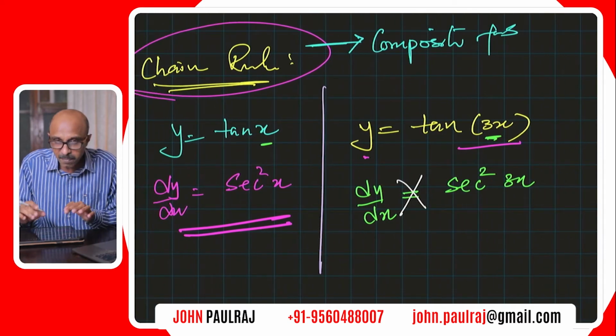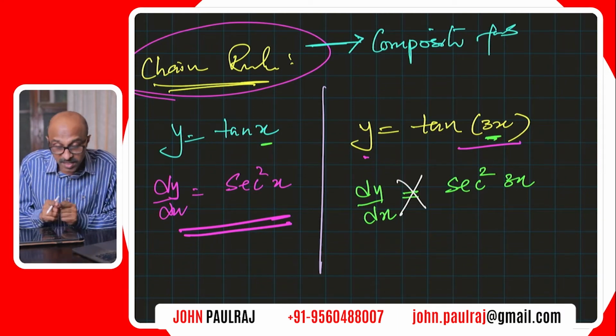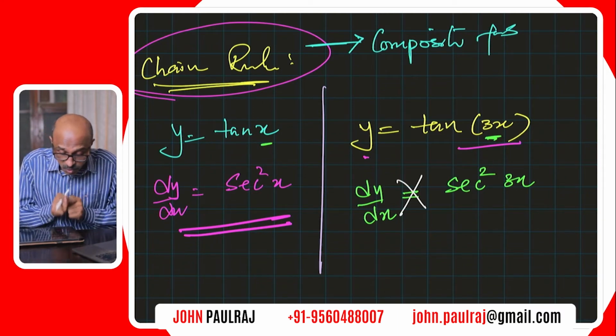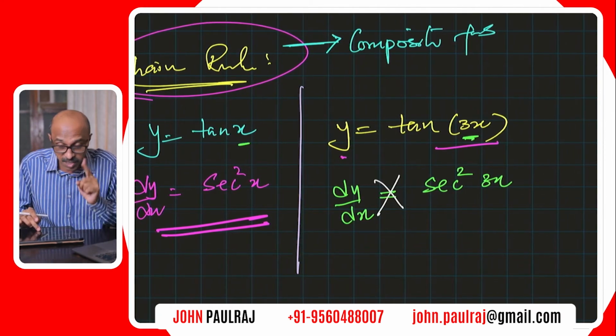This is a very simple example, but let's use a simple example to understand how we use the chain rule. First, how we spot that it's a composite function. So tan of 3x is a composite function. You can't use the standard rule, which is the derivative of tan is secant square. You can't use that. That's the first thing to note.